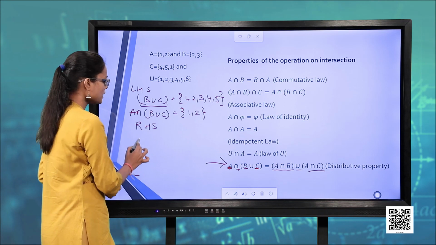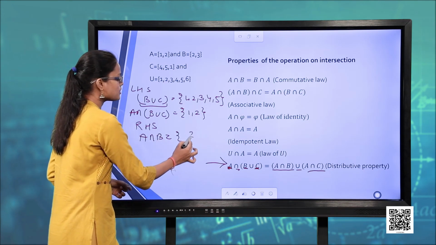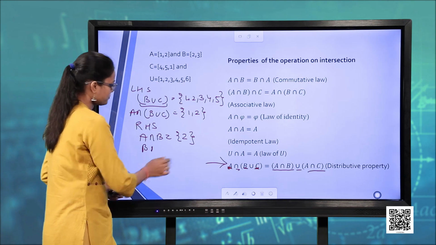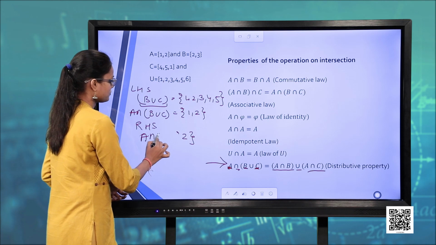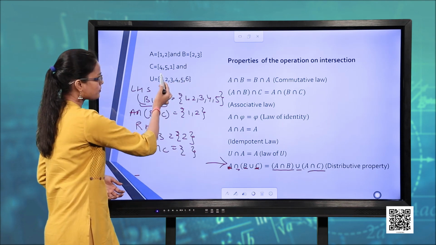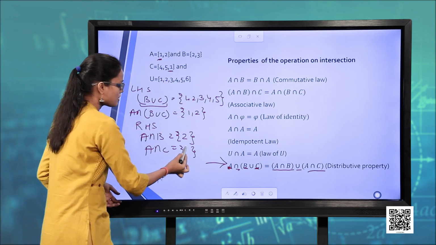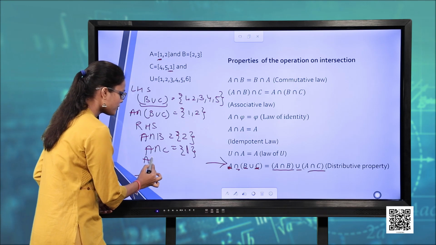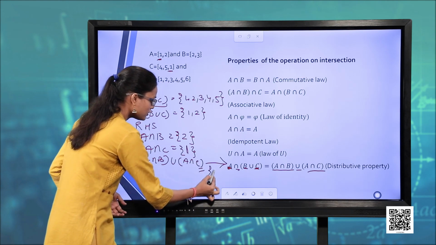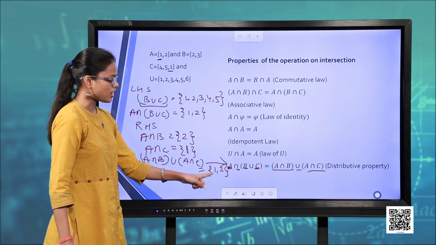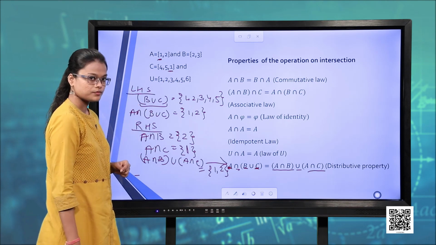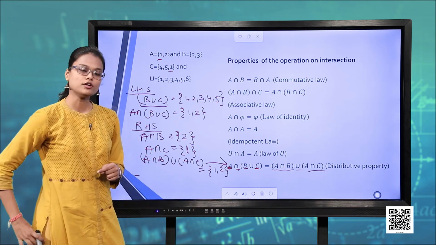RHS, A intersection B. How many elements are common in A and B? 1. And A intersection C. How many elements are common in A and C? 1. That is element 1. Now, finding the union of the two, what are we getting? A set consisting of two elements, and the elements are 1 and 2. Here you can see LHS and RHS are both equal. This verifies our distributive property.